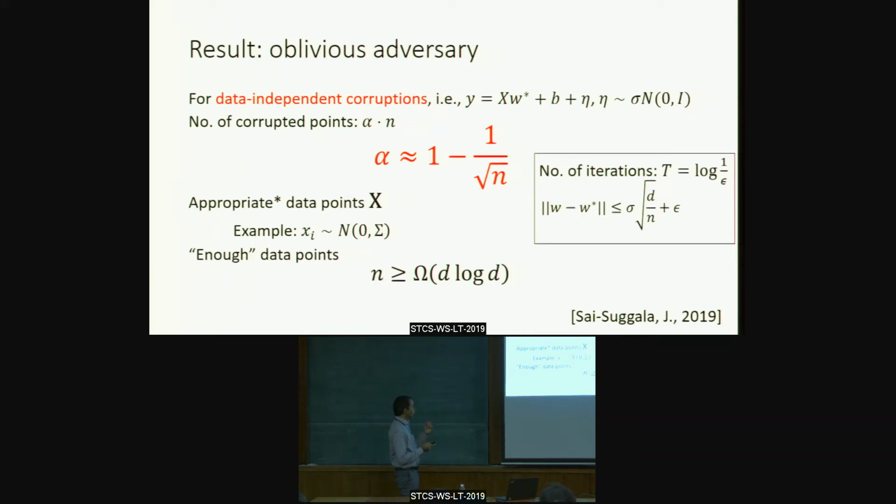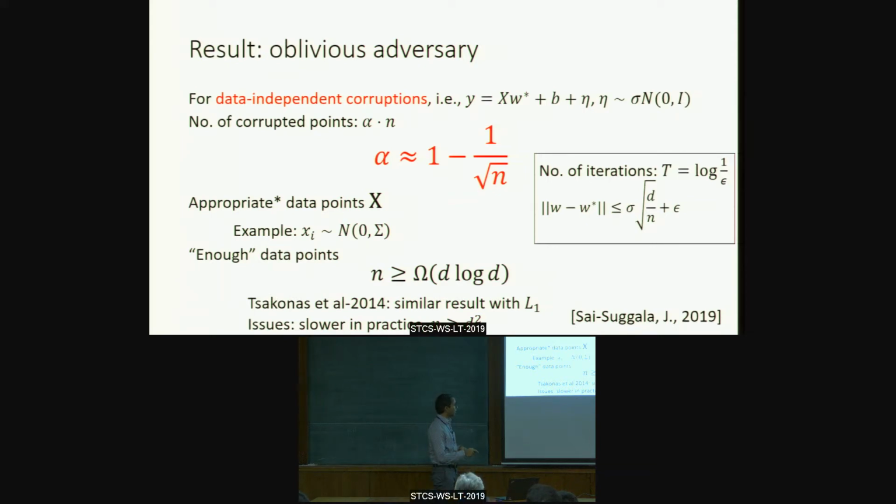Now, a similar result was obtained by very interesting work by Sakonis, but using this L1 optimization technique. So rather than solving this L0 problem directly, they relaxed it to an L1 problem that has some practical issues. As I showed earlier, those L1 optimization problems are hard to solve. In practice, they will converge very slowly to the optima. On top of that, those results require the number of points to be larger than d square at least, whereas we can get away with just d log d.